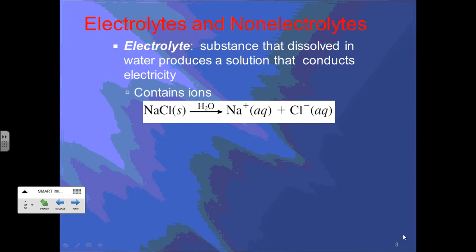Now, these things actually contain ions. One popular example is NaCl, affectionately table salt. This dissolves into the ions sodium and chloride.